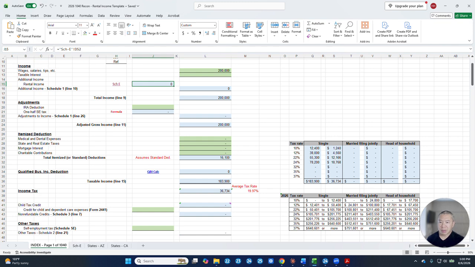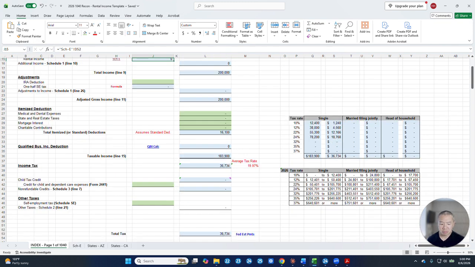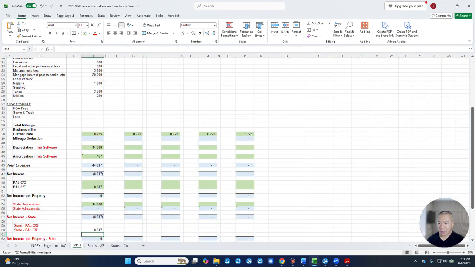So in this scenario, since they make over 150 grand, 200 grand, they just pay tax as if the rental activity never even happened, because now they have about $8,600 carried forward. And so next year, if they do have income, then they can offset that income with this carryover loss. So yeah, those are the two main scenarios: where you are able to use the rental loss against your income, and where you don't.